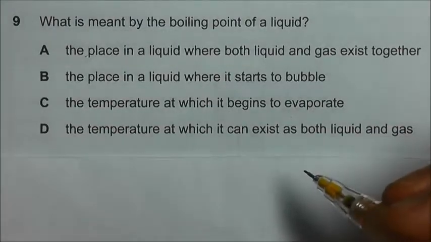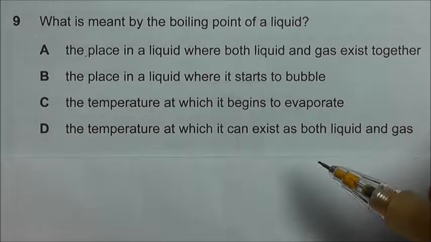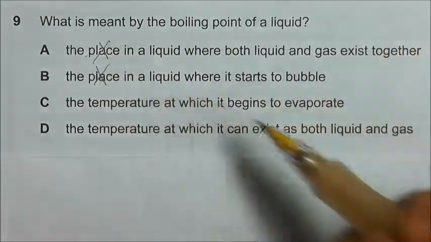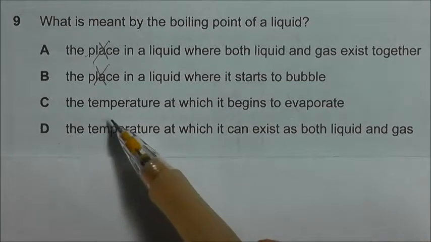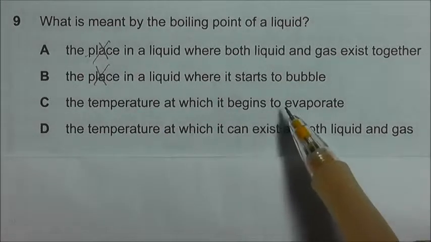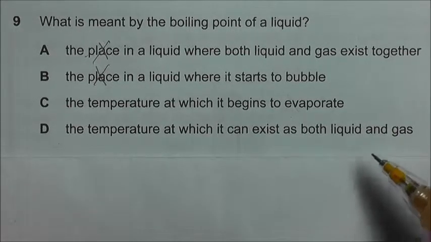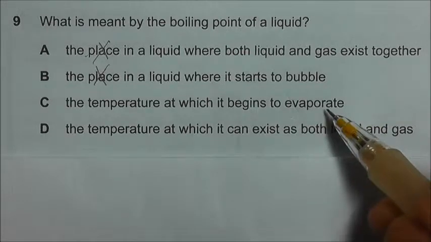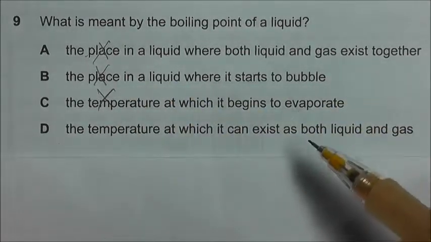Boiling point is the temperature at which the liquid will change to a gas without a change in temperature. So it is not a place, it is a temperature. So we are left with C and D. Option C says that it's the temperature at which it begins to evaporate. Evaporation need not take place at boiling point only. In fact, it can take place at any temperature. So this is wrong.